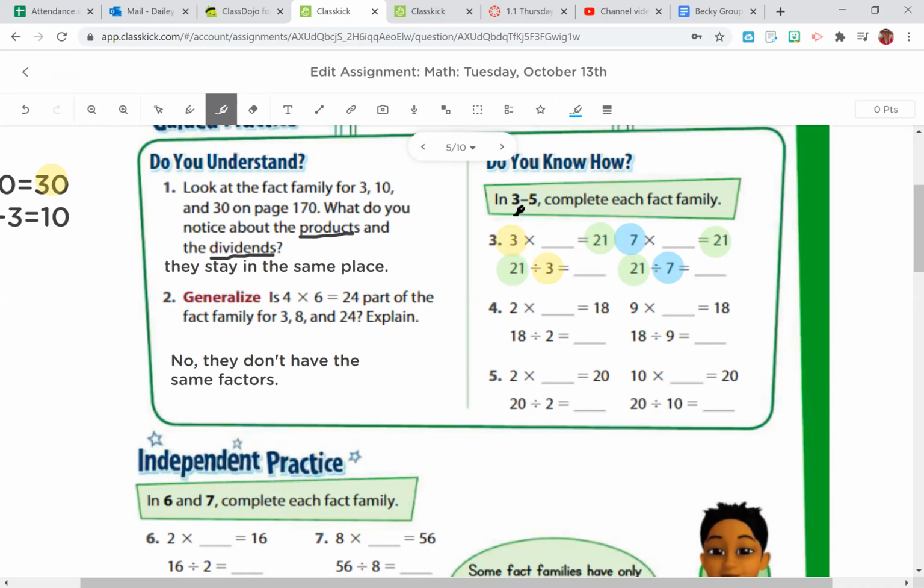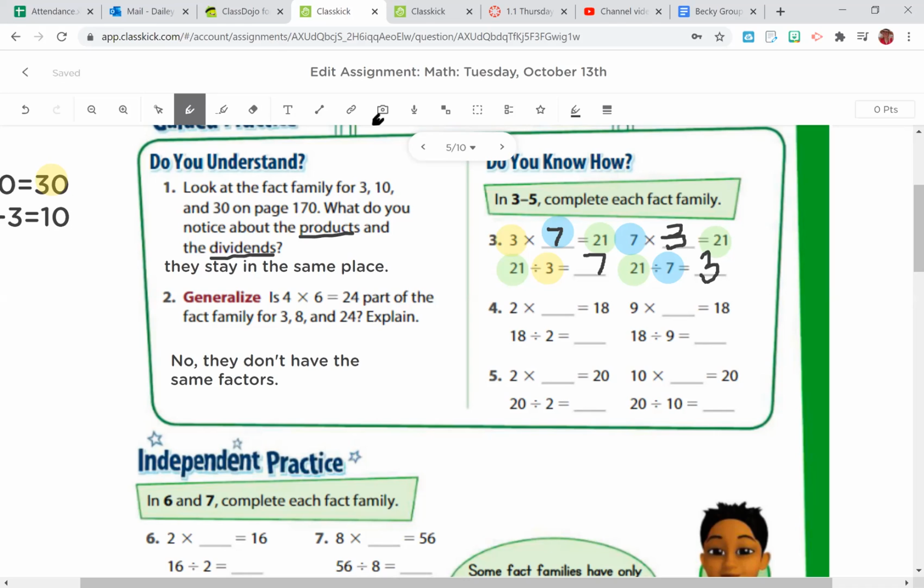So my first number sentence, 3 times what equals 21? I'm missing my 7. So 3 times 7 equals 21. I can write that in. In our second number sentence, 21 divided by 3 equals, I'm missing my 7. I have 21, 3, and 7. 7 times what equals 21? I have 21, I have 7. I need to have my 3 as another factor. 21 divided by 7 equals 3.